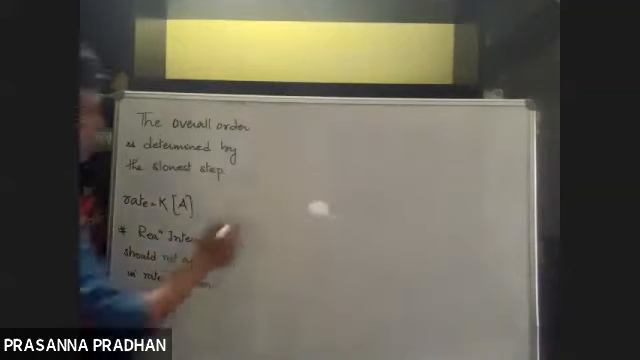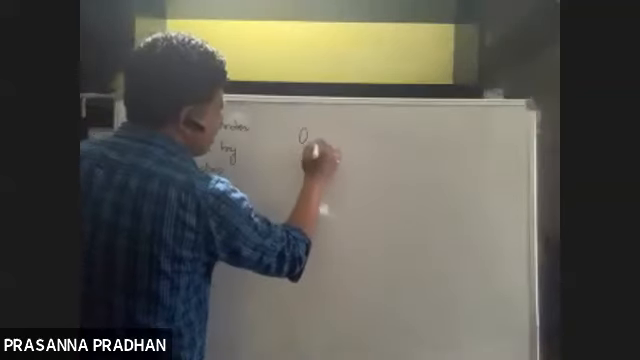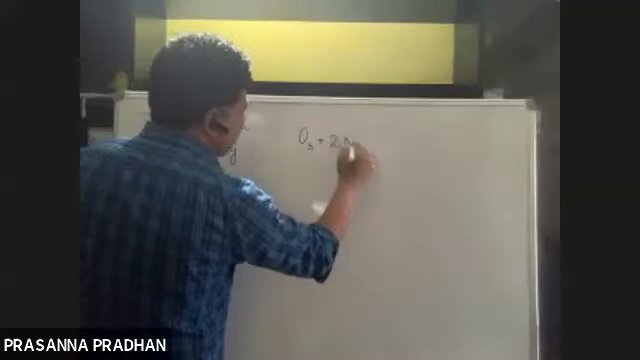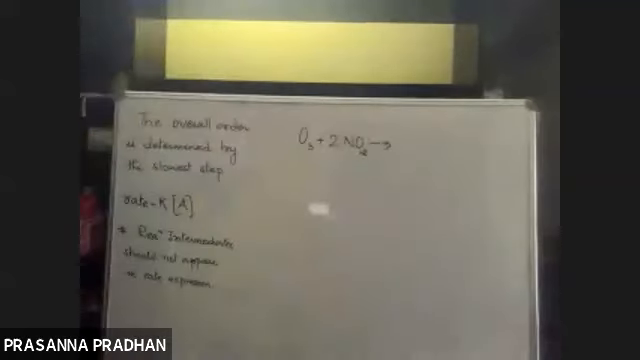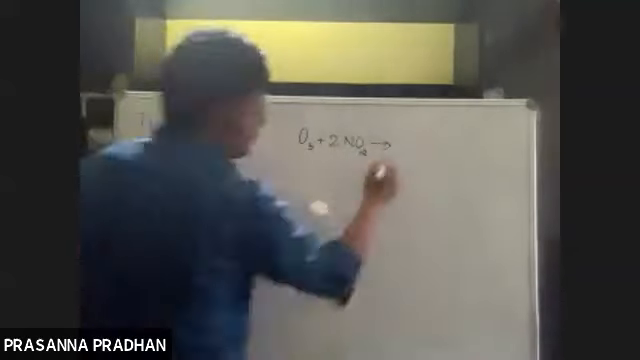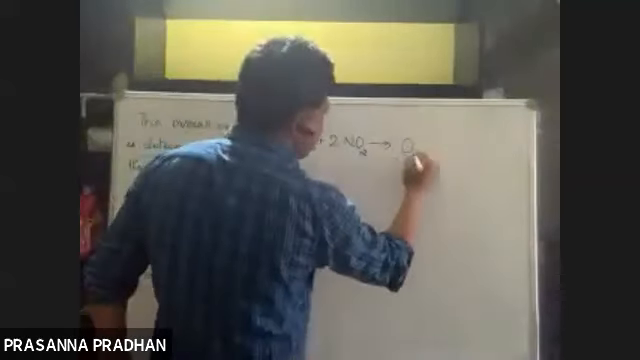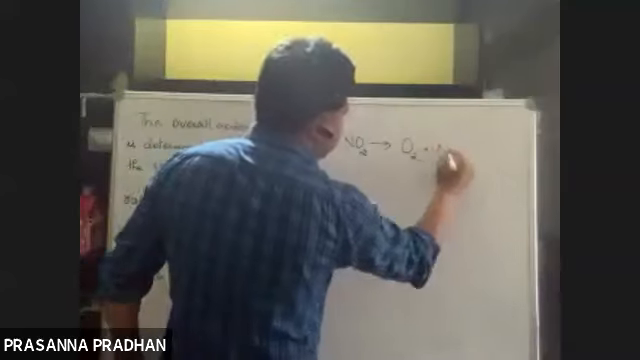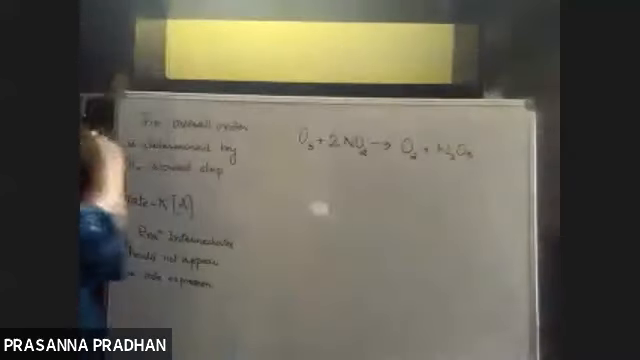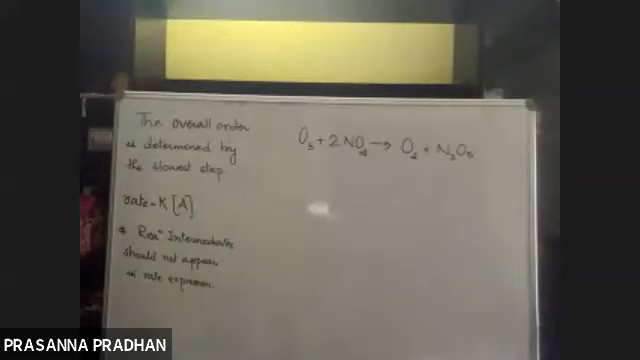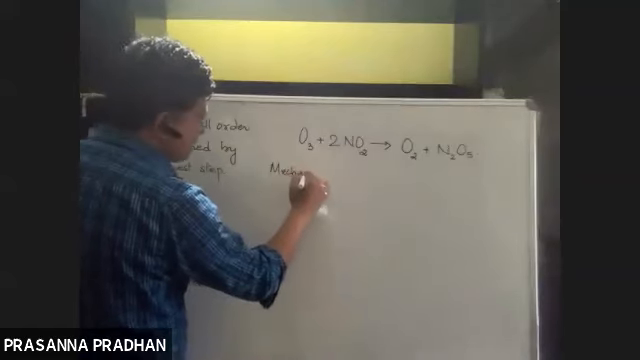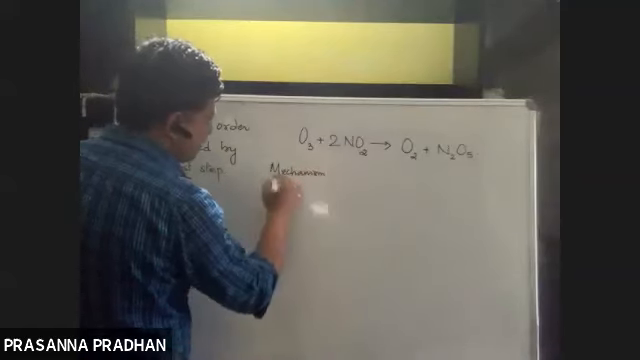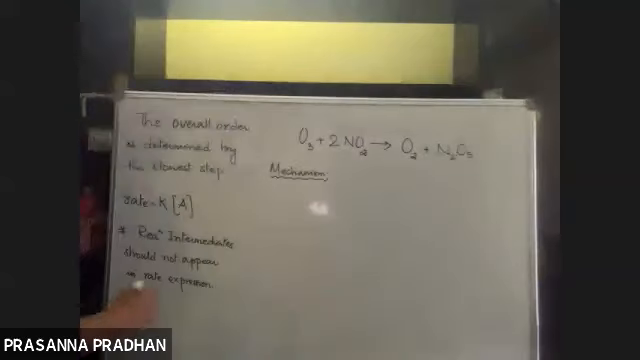Okay, so just write down a reaction: ozone plus 2NO2 giving us O2 plus N2O5. Don't worry, you don't have to write down the mechanism; the mechanism will be provided. So suppose the mechanism goes like this.